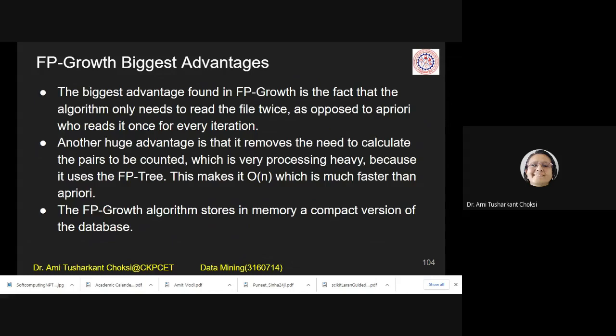Another huge advantage is that it removes the need to calculate the pairs to be counted, which is very processing heavy, because it uses an FP tree. This makes it order of n, which is much faster than the Apriori algorithm. The FP growth algorithm stores in memory a compact version of the database.